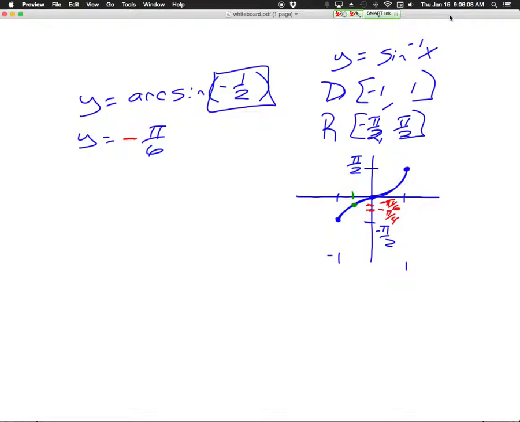Yes, but pi over 6 isn't that halfway? You're correct, I didn't go halfway. My dot right here is a little bit above halfway, and that matches up with my negative pi over 6.